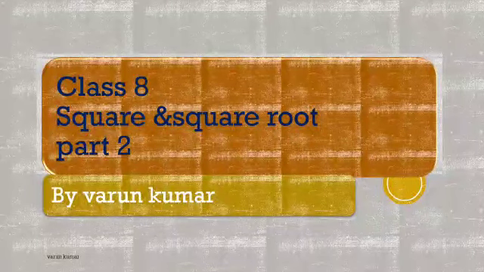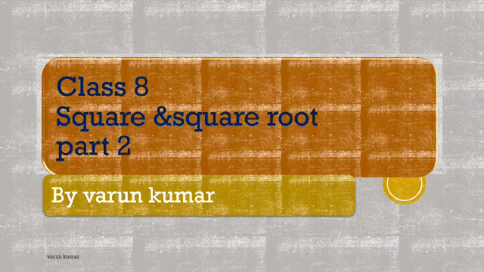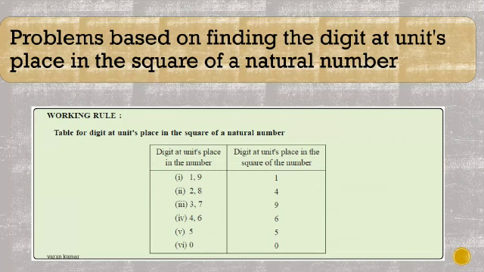And now we are going to discuss square and square root of class 8. Problems based on finding the digit at unit place in the square of the natural number. When any number has a 1 or 9 at its unit place, then the square of that number has 1 at its unit place. Example, 9 into 9 equals 81. We see at the unit place there is a 1.